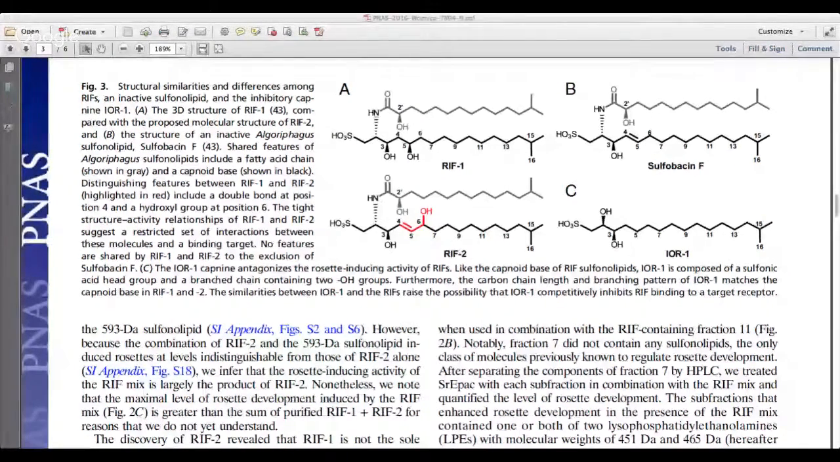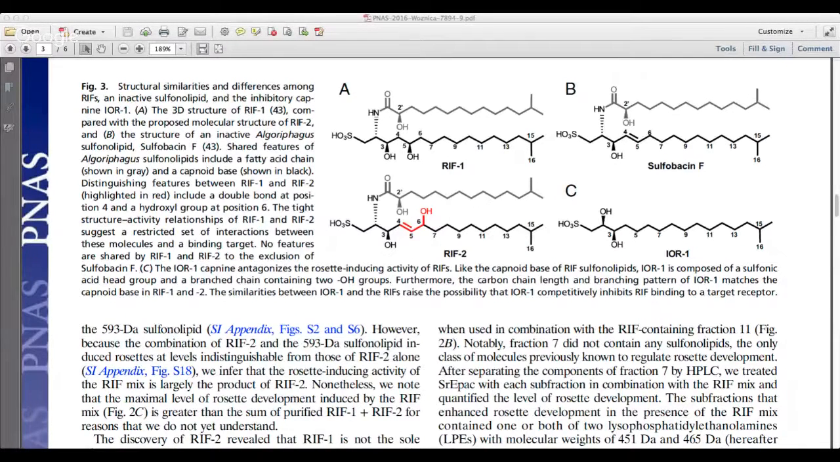Yeah. So then the sulfobasin, I'm not sure, that is an inactive compound that's produced by Algoriphagus. So it's a sulfonolipid, but they are calling it an inactive one, which I interpreted to mean it doesn't have any activity with inducing rosettes. And I have to admit, I did read this at like 10 o'clock last night, but I stared at it. I was like, it looks the same as everybody else. Like, why is it not?